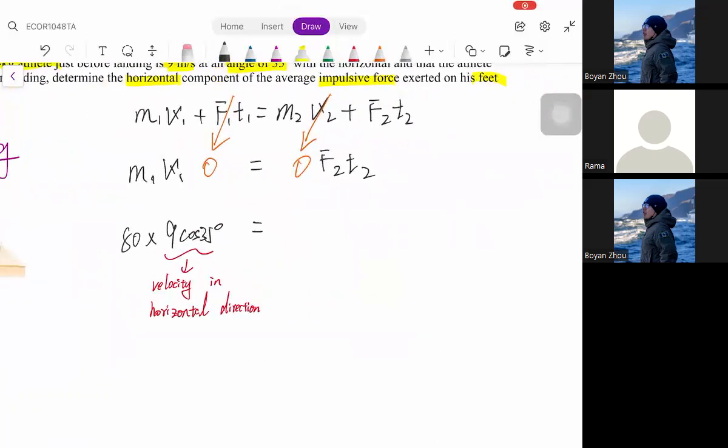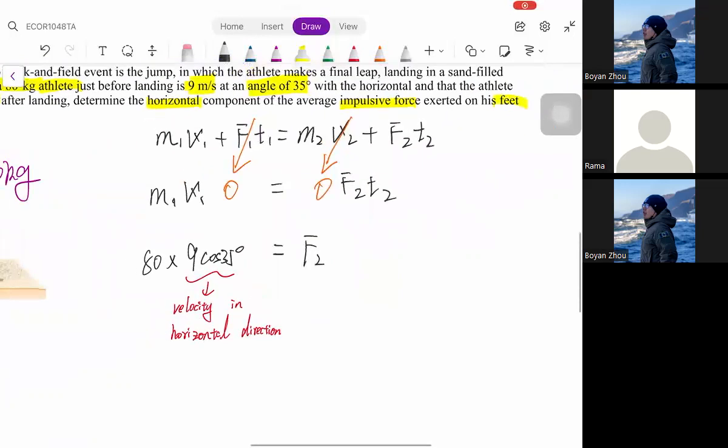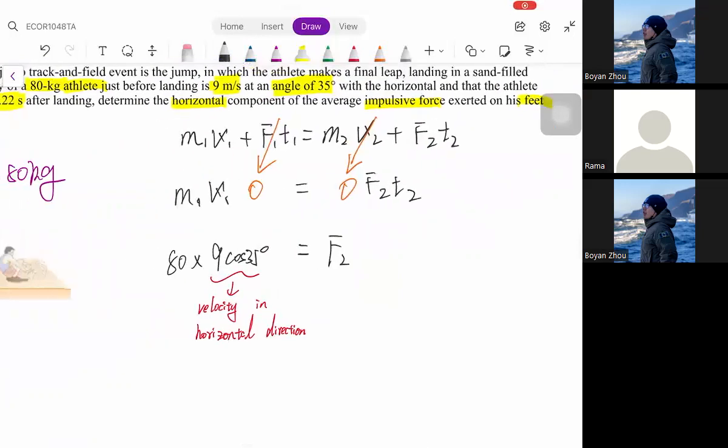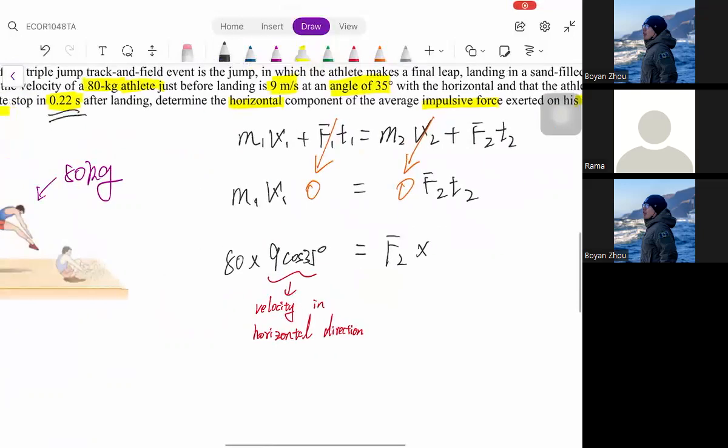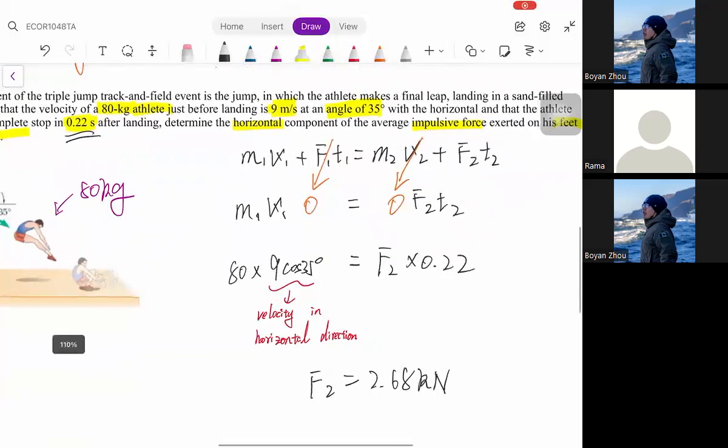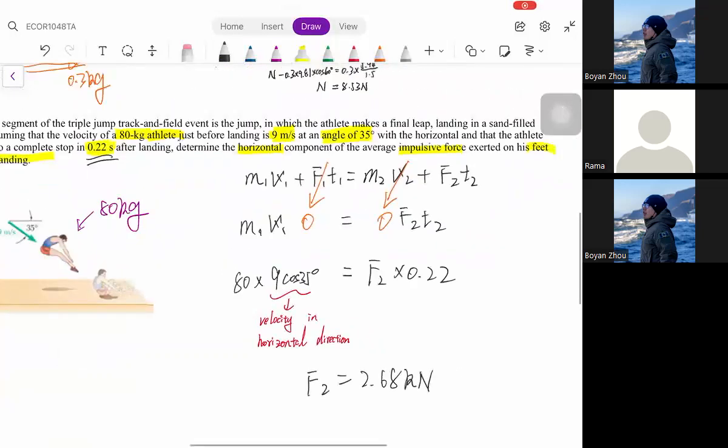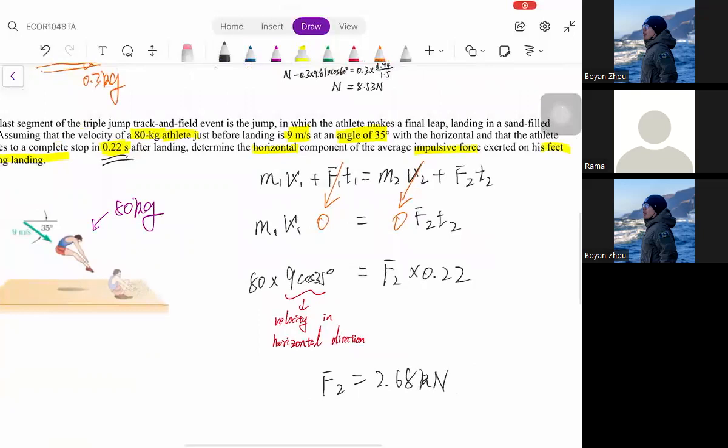And that is equal to the impulsive force times the time. Now we know that the time is equal to 0.22. So F2 is equal to 2.86 kilonewtons. For this one, the question looks very long, but actually it's very easy.